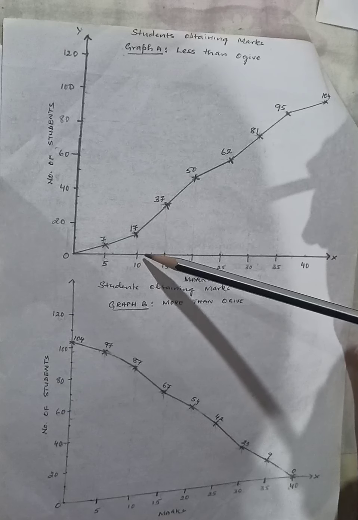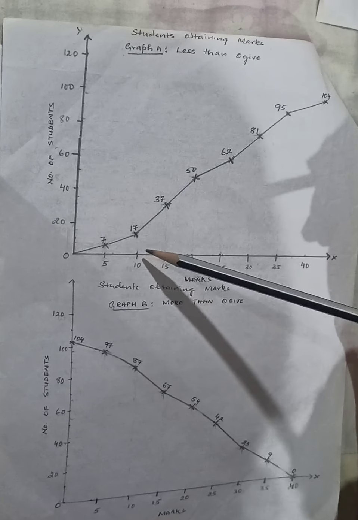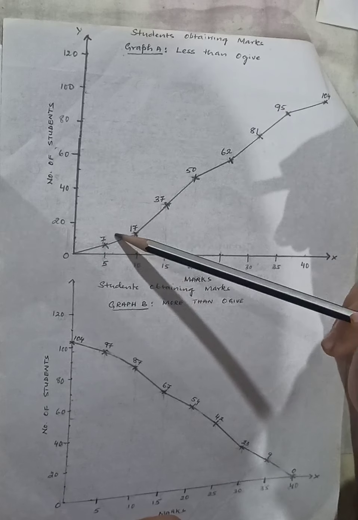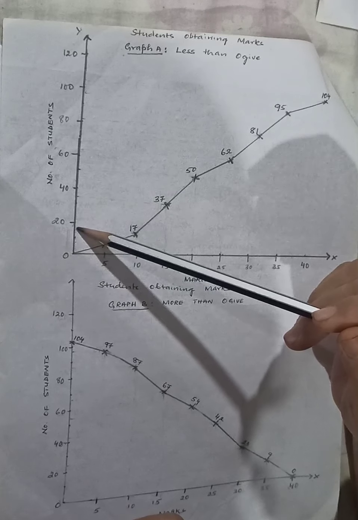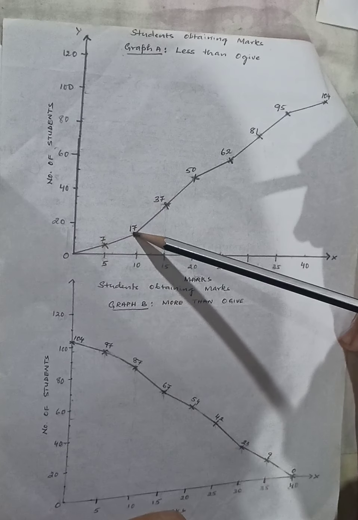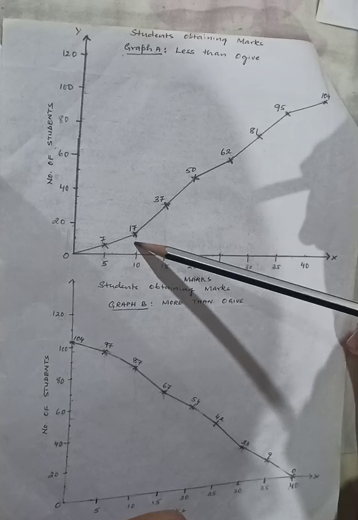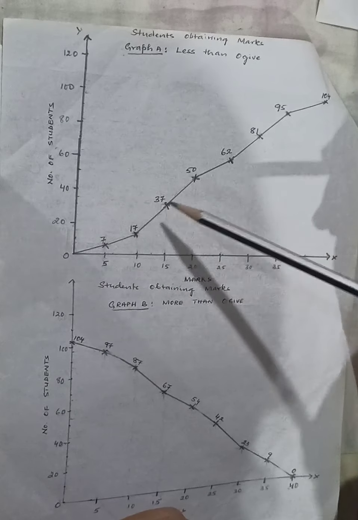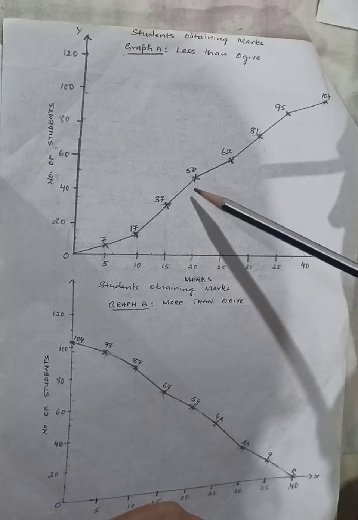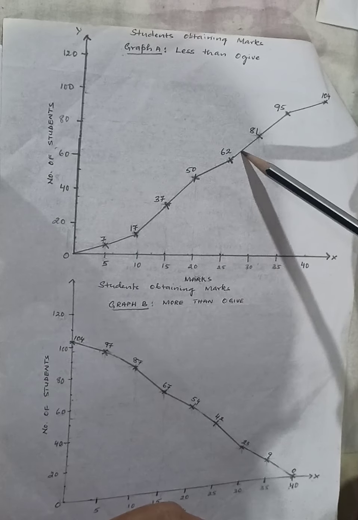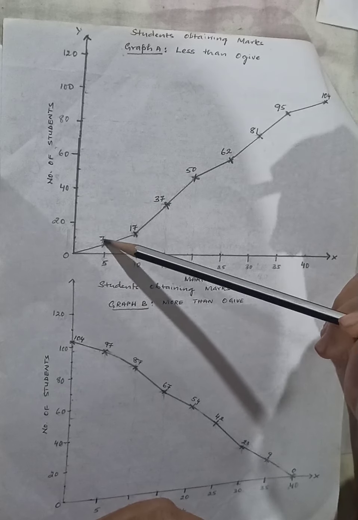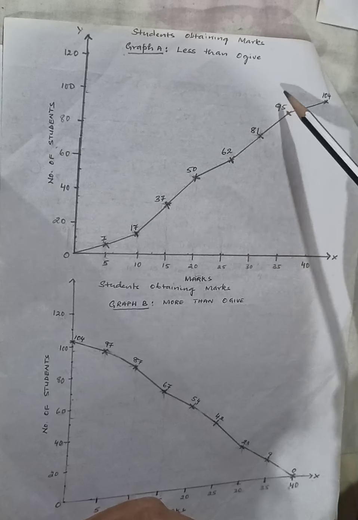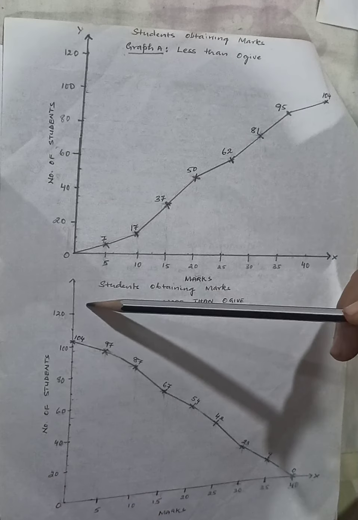And similar to that, less than 10, the number of students is 17. So here 17 will fall somewhere here, so we draw a line and attach it to the OX axis, and this will be the point. And like that, the same way we plot the others, and it goes on. So all the points, when we join them, we get a curve which is the less than ogive curve.